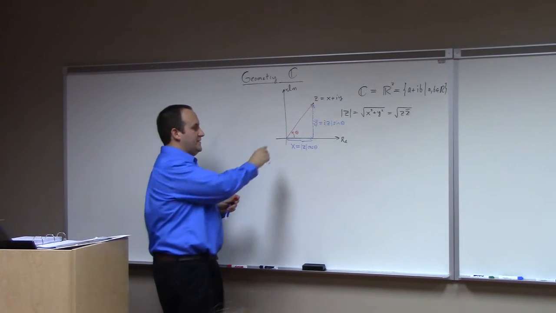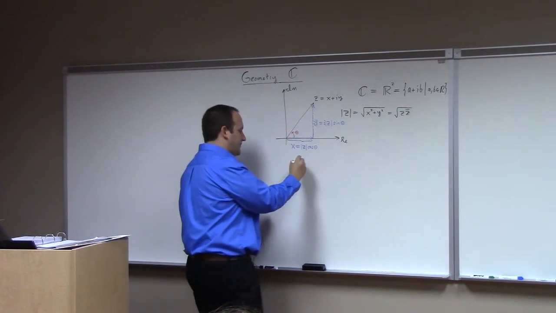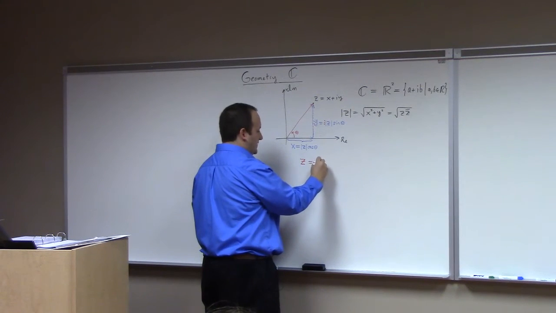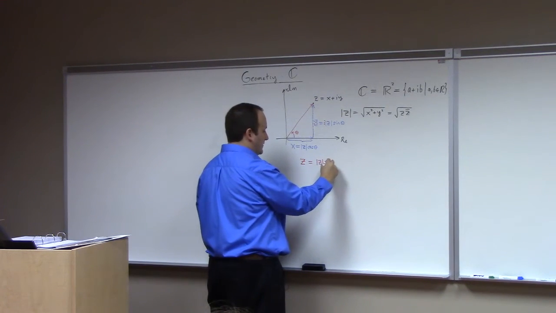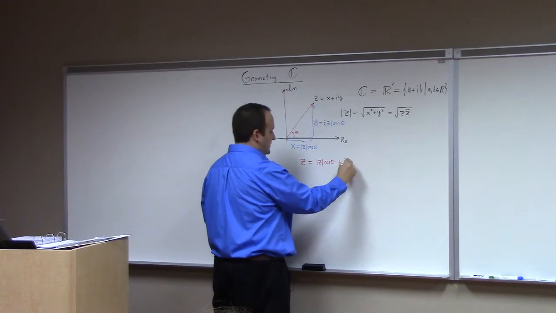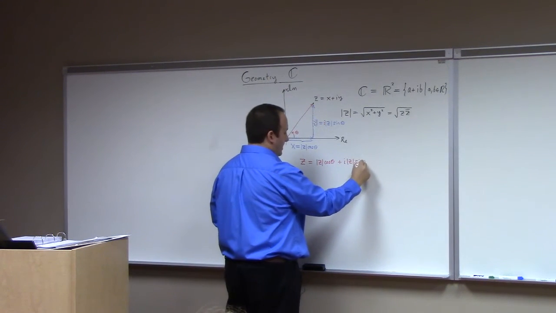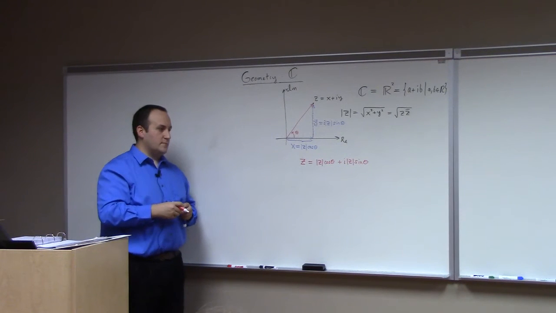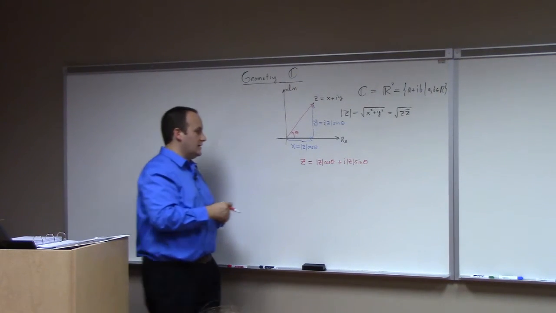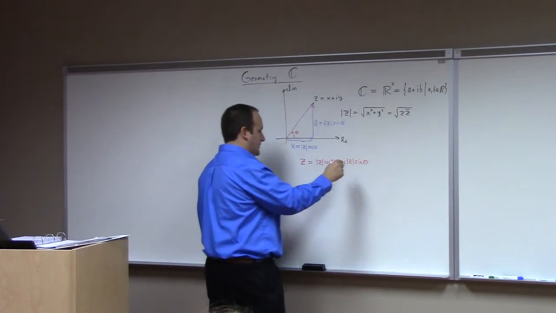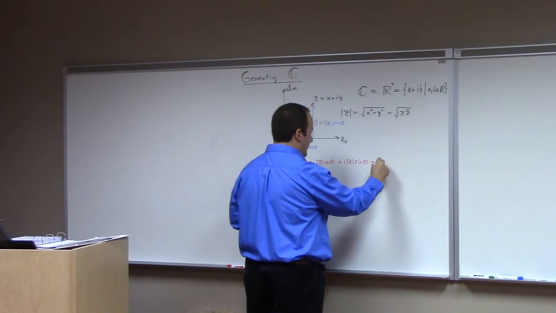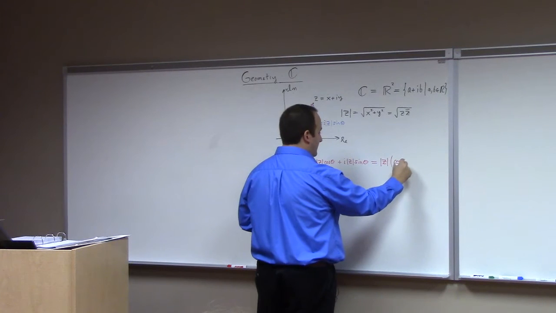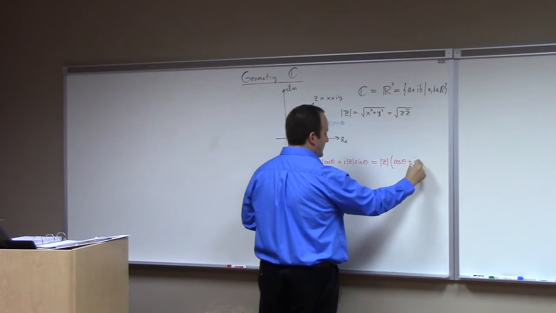So if you think about tip-to-tail vector addition, we immediately have the following formula. z is equal to the modulus of z times cosine theta plus i times the modulus of z sine theta. So I can write this a little bit differently. Let me just point out that you could just as well write that as the modulus of z, big parentheses, cosine theta plus i sine theta.